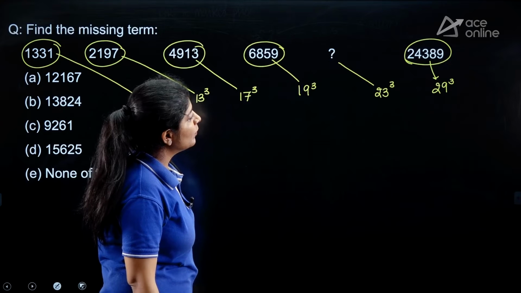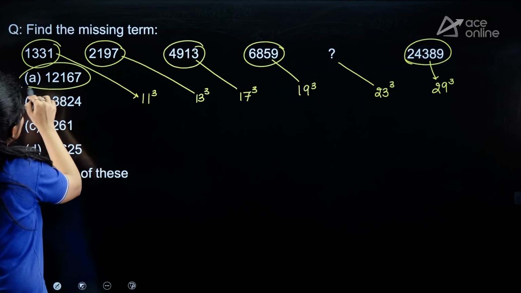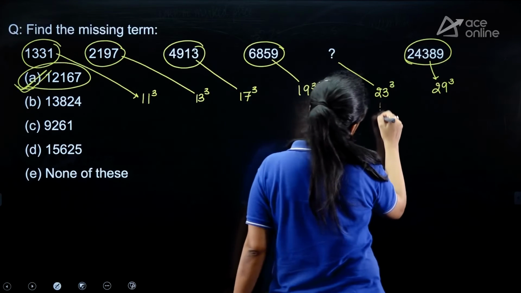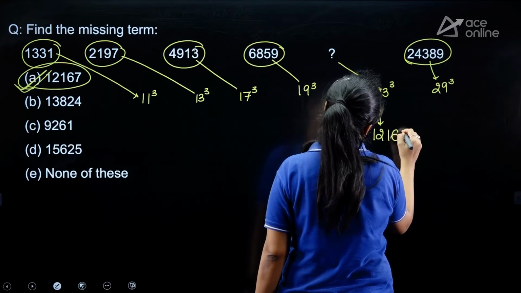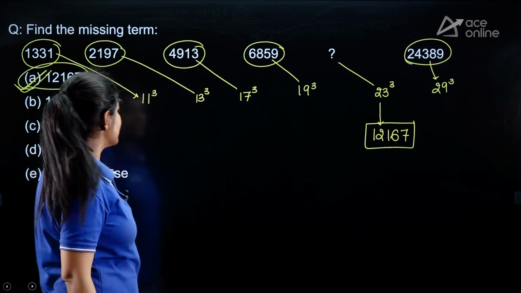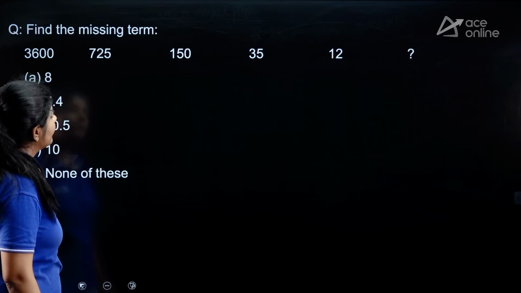So what is the cube of 23? That is 12167. Option A is the correct one. The cube of 23 is 12167. So just by seeing the numbers, we can easily define the pattern, right?